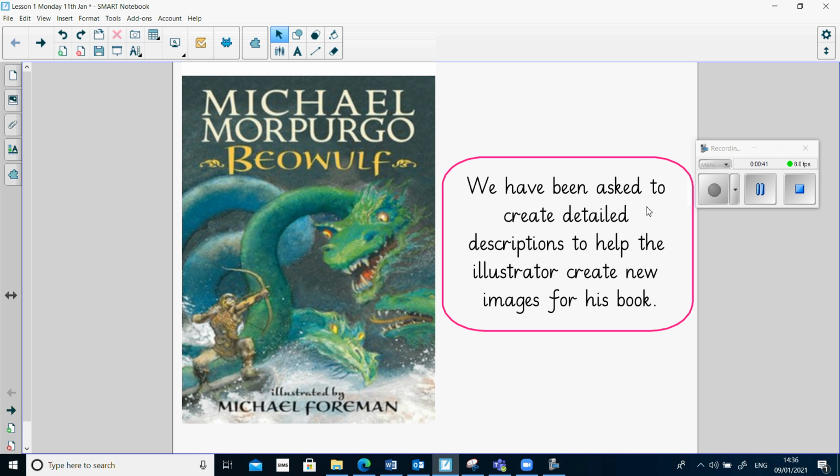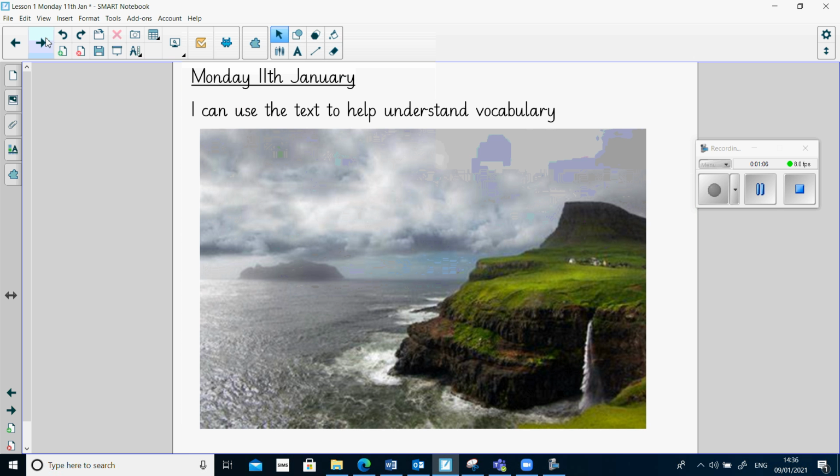So when you get to have a look at the story, there are some pictures inside there, but there aren't that many, and he wants us to create some really interesting descriptions to help him create some new images for the story, which I think is fabulous news. So before we get to that and our own creativeness comes through, we're going to have a look at our waggle. And it's based on that image.